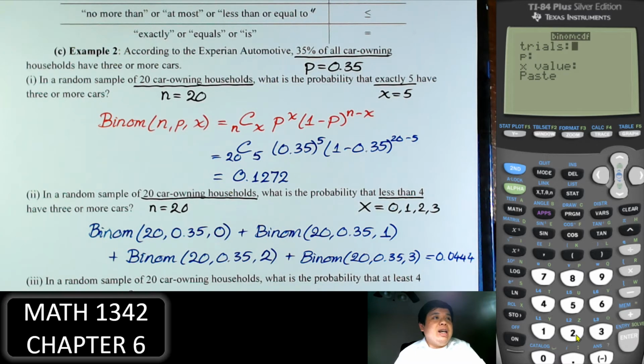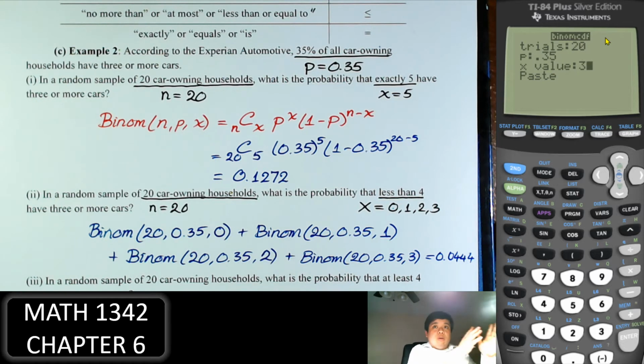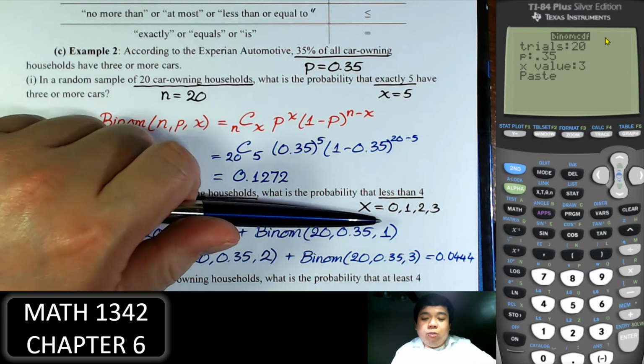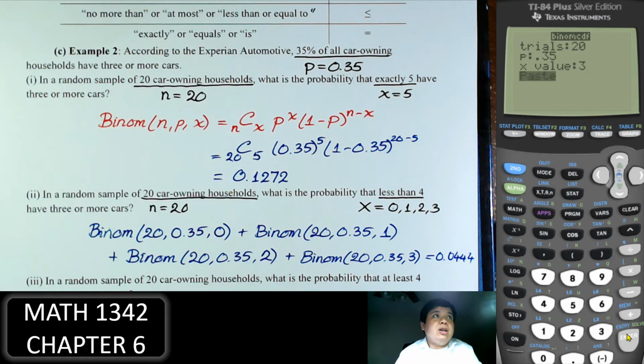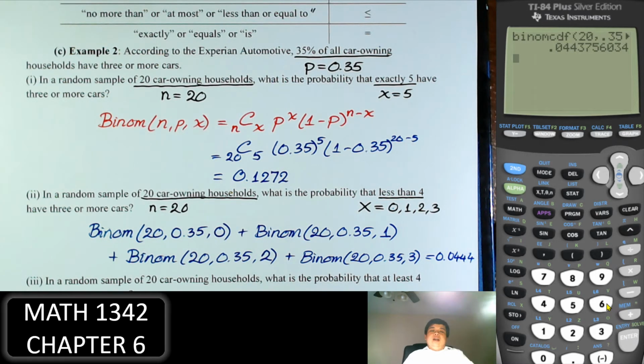Right? There are 20 trials, 0.35 probability of success, and for x I'm just going to put 3. So this binomial CDF means it cumulatively calculates from 0 up to that number. So if we want from 0 to 3, that's what we put. You see? Right, next.